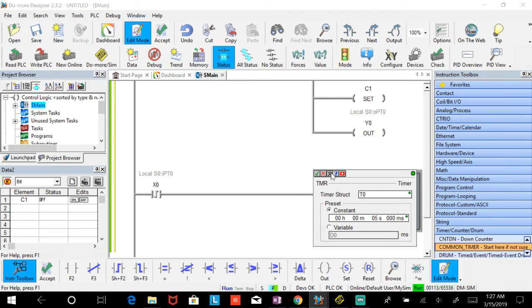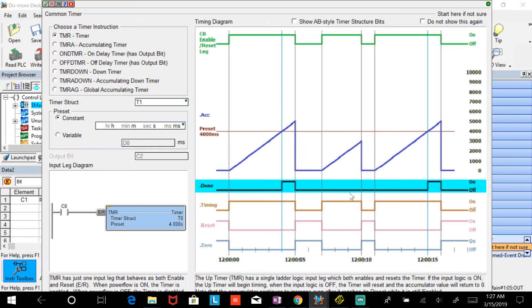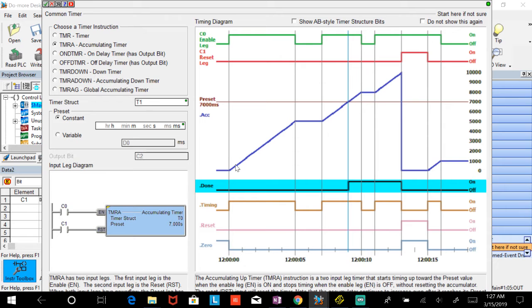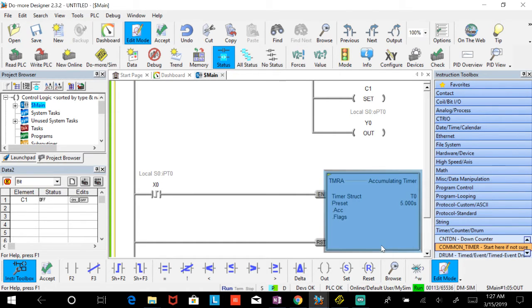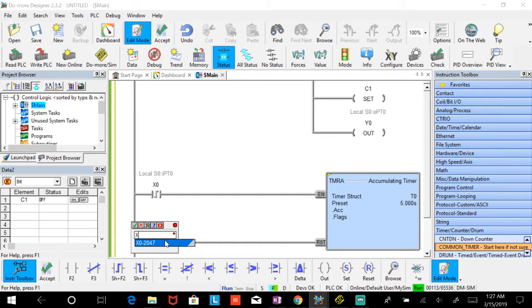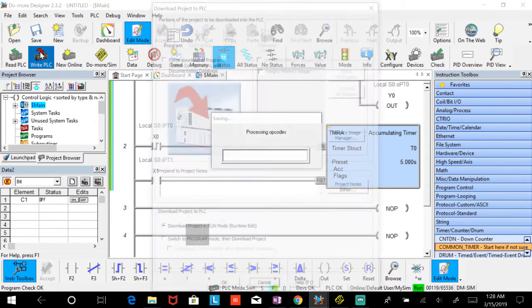Actually, this is not the timer we wanted. We want an accumulating timer. There you go, T0. We want 5 seconds. We will never reach 5 seconds, and X1 to be the reset. So I'm going to show you how long this rung stays true, basically. Accept edits, write to PLC.